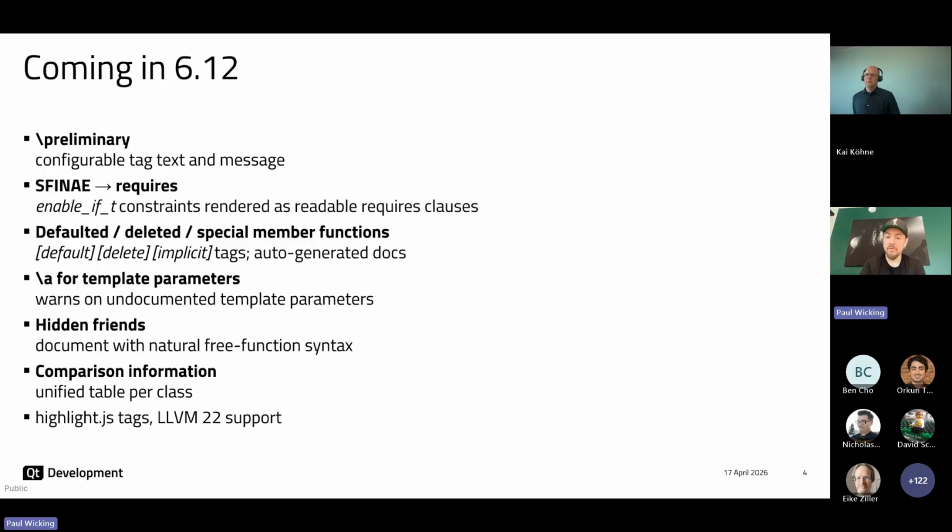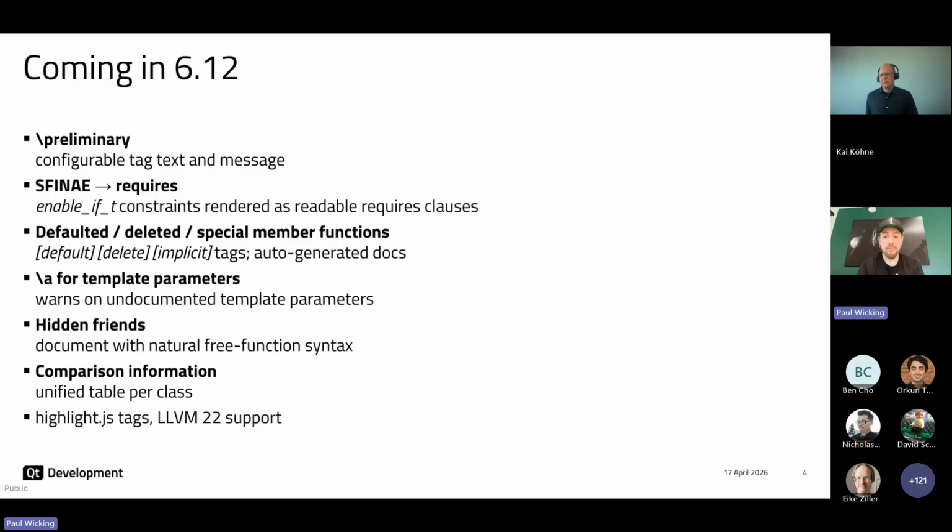Then we have the use of the \a command for template parameters. If you write \a T and the function has no template parameter called T, QDoc now warns. And if you leave a template parameter undocumented, QDoc now warns. This closes a real documentation quality gap where template parameters used to be invisible to the \a command, and we also didn't have any other way to document them.